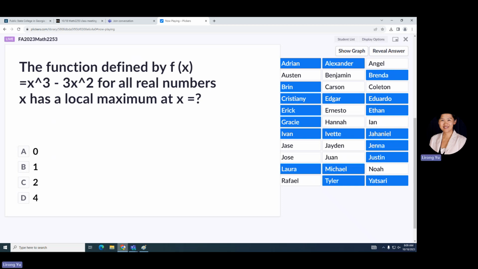This is a question of finding maximum using the first derivative. Any homework questions? I'm hoping that before test 3 we can finish chapter 2 homework. That way we get sufficient practice.